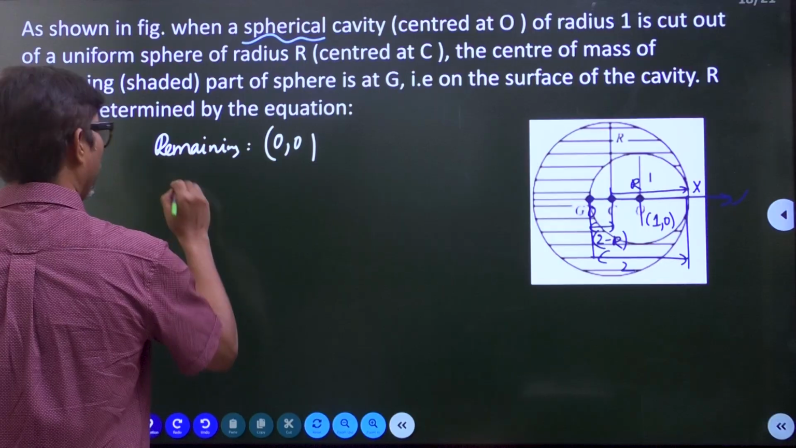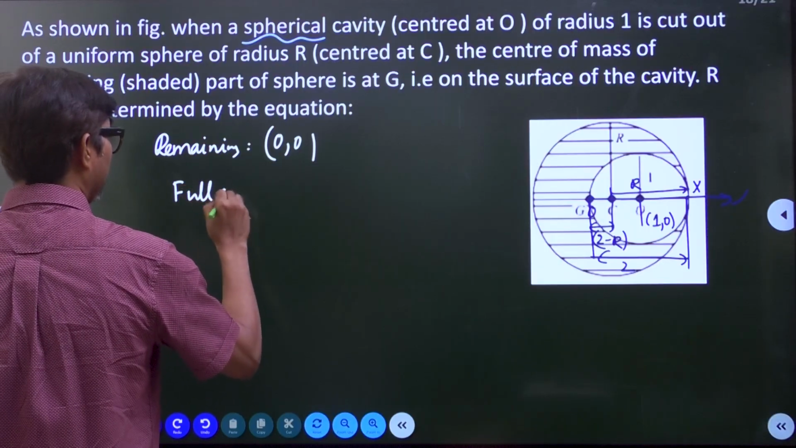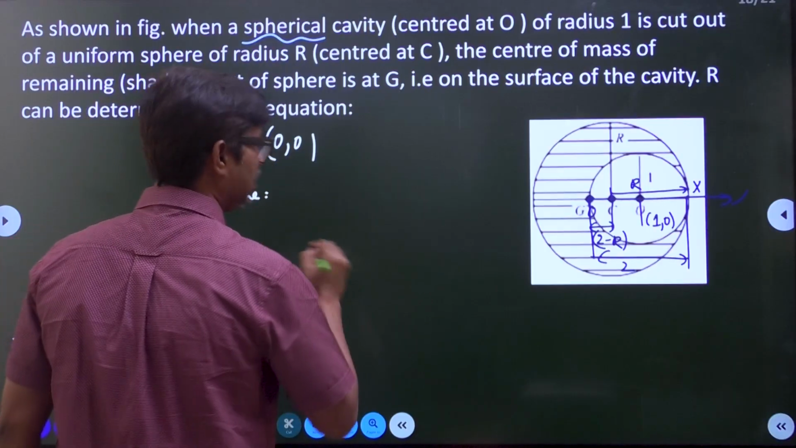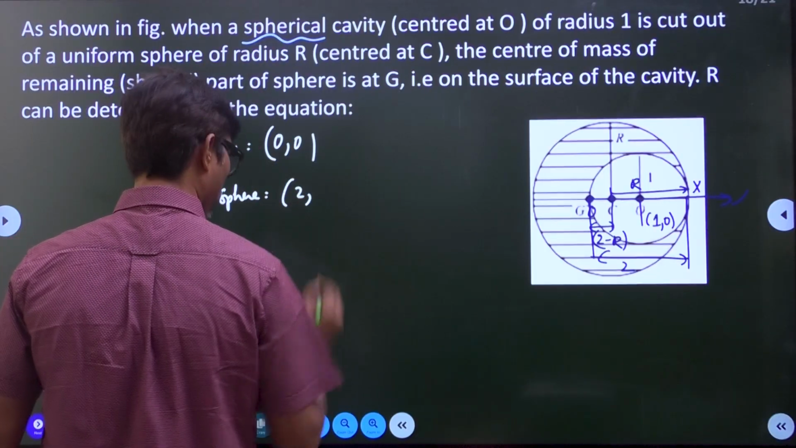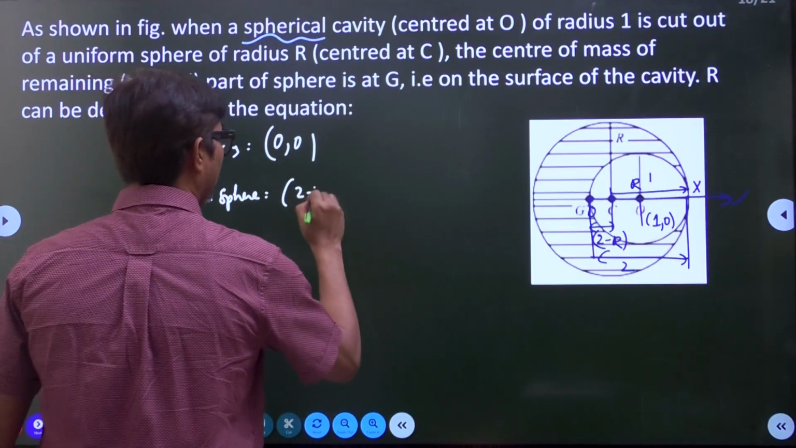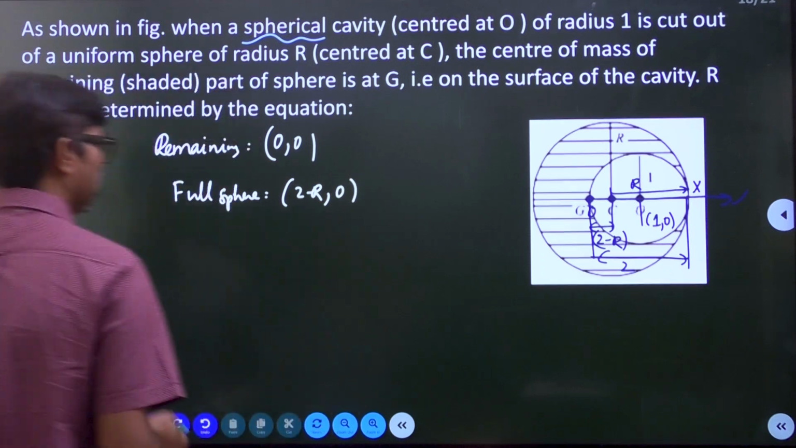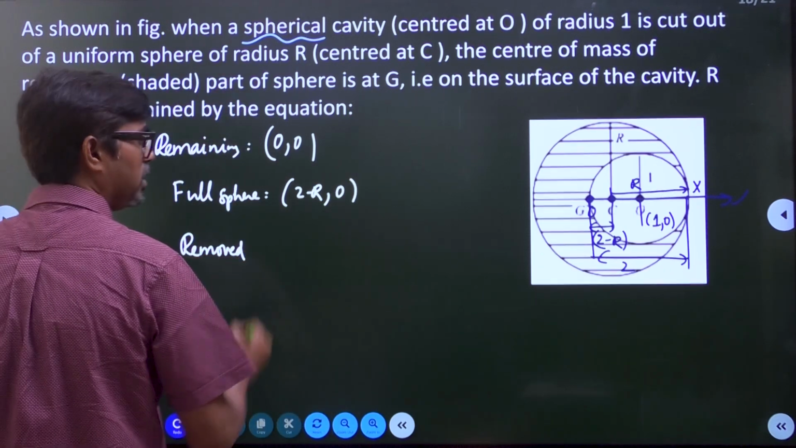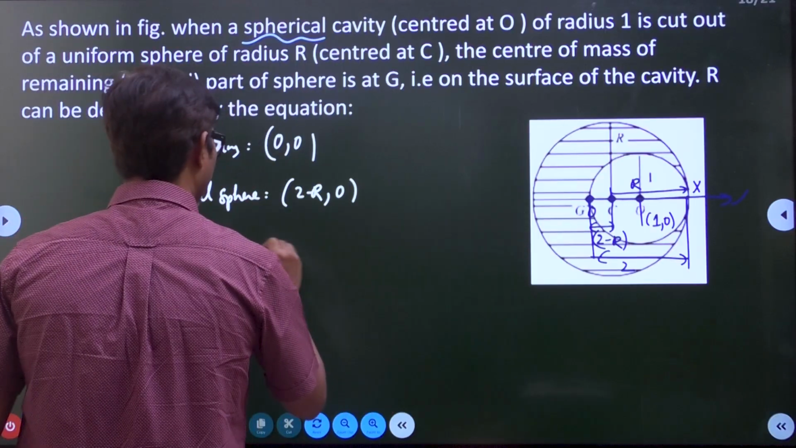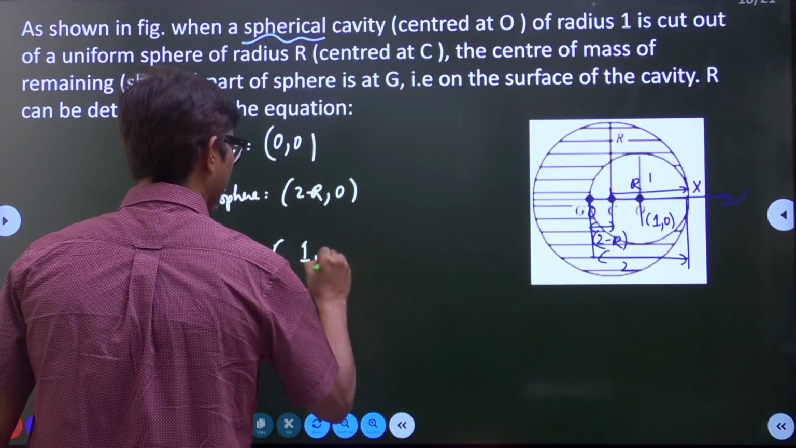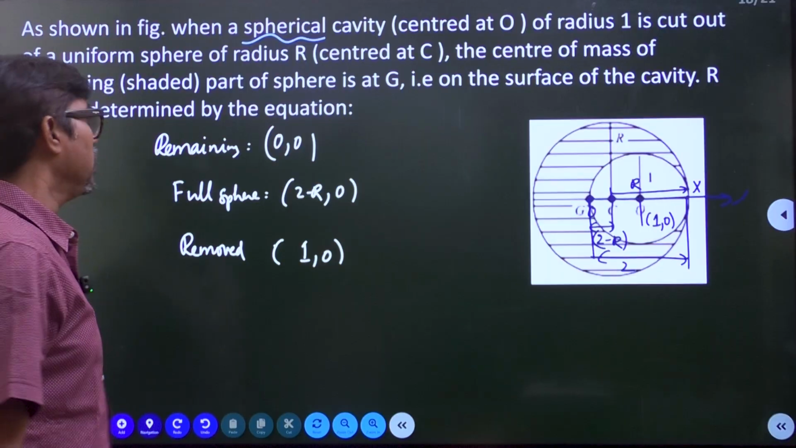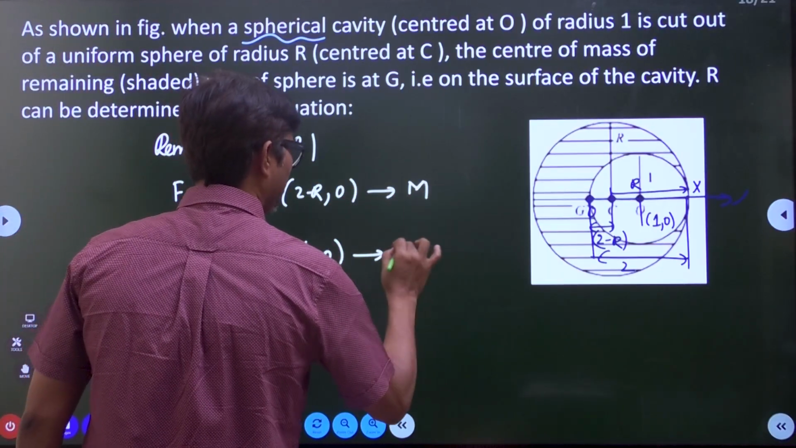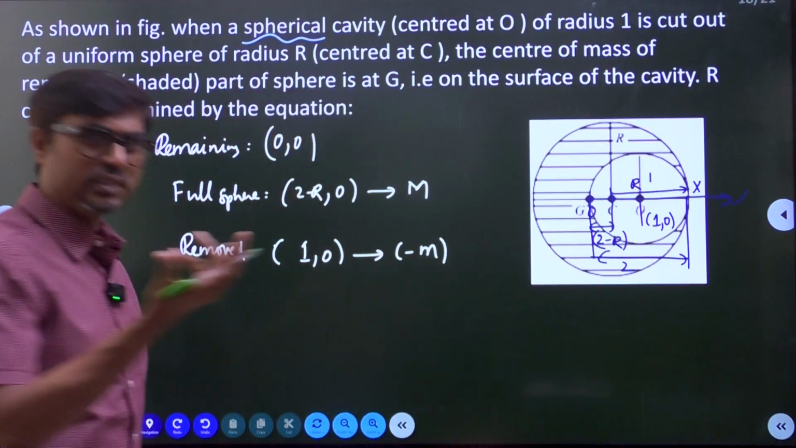Then the full sphere, right? Where is the coordinate of it? C, no? That is going to have 2 minus r as the x coordinate, and the y coordinate is 0. Then the removed part. The removed part is at a distance of 1 centimeter. That is going to have coordinate 1 comma 0 there. All right. Let's say the full sphere mass is capital M. The removed sphere mass is minus m, the negative mass idea.